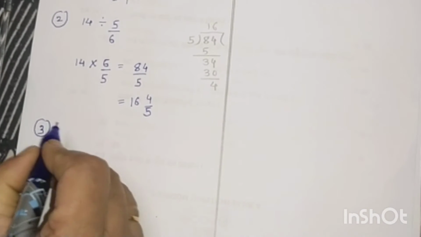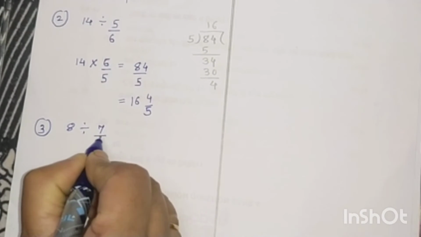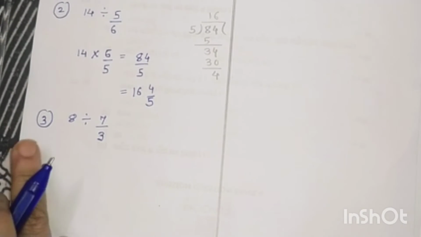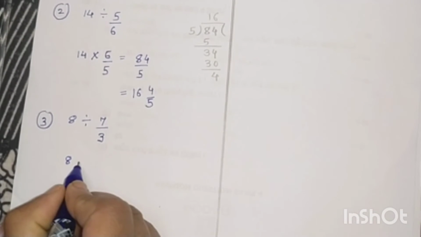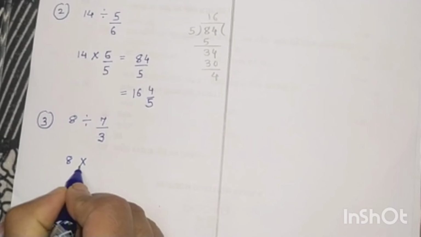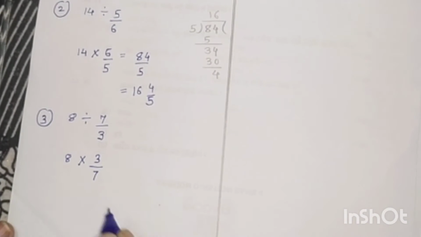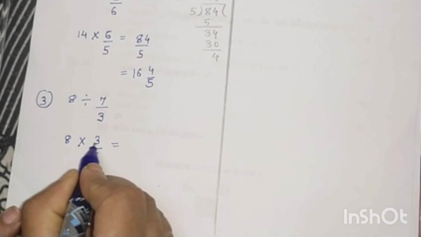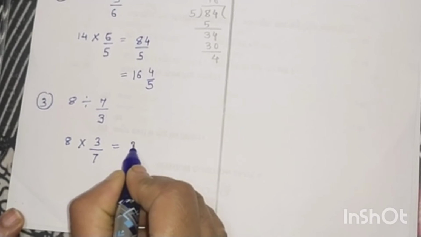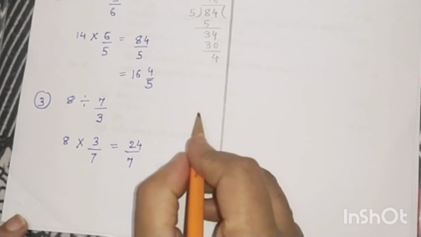Third sum we will see now. 8 divided by 7 by 3. Okay, again 8 is a whole number, 7 by 3 is a fraction. We will remove the division sign, put the multiplication, then take the reciprocal of the fraction. Again no number is cut, so we will directly multiply. 8 3s are 24 upon 7. Okay, we will convert it into mixed form.